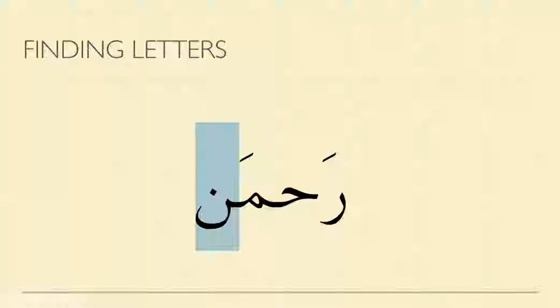And then we have our Noon at the end with one dot above, which is a kind of Ba, Ta, Tha shape, but much deeper. And this is our Noon. Rahman.